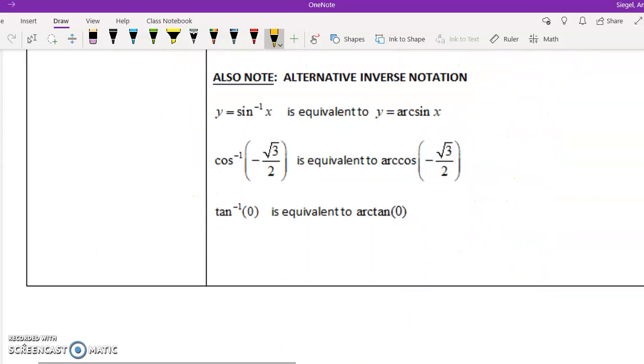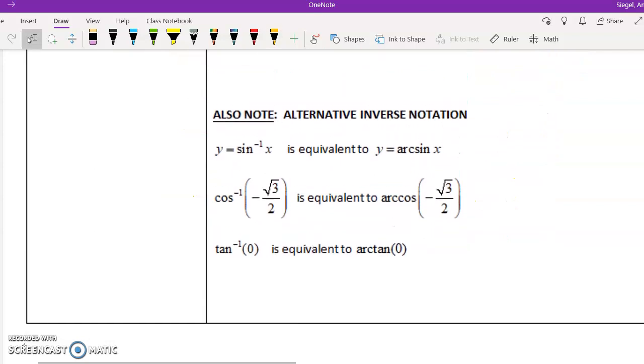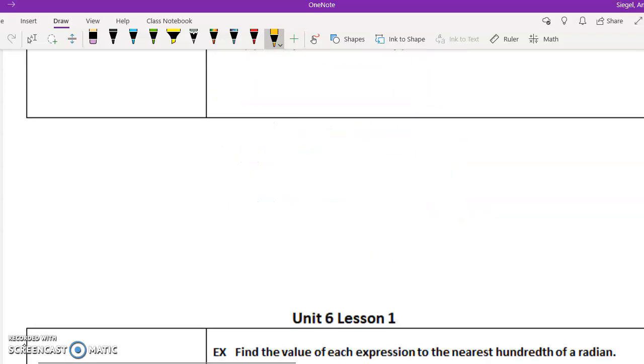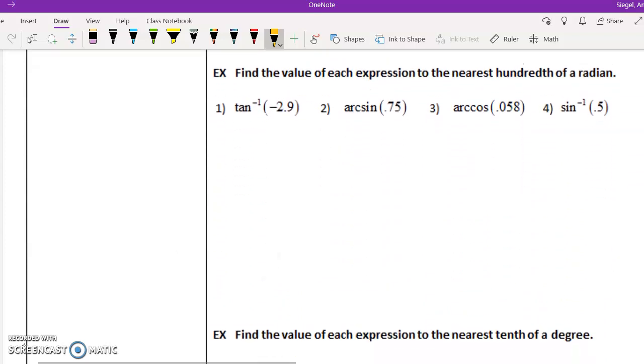Okay, so the last part is I want to talk about sine inverse and arcsine. Those mean the same thing. Half the time you'll see it written like this. A lot of times in calculus books, it's written as arcsine. So it means the same thing. Don't let that freak you out, that arcsine, when you see it. It looks weird, but it means the same thing.